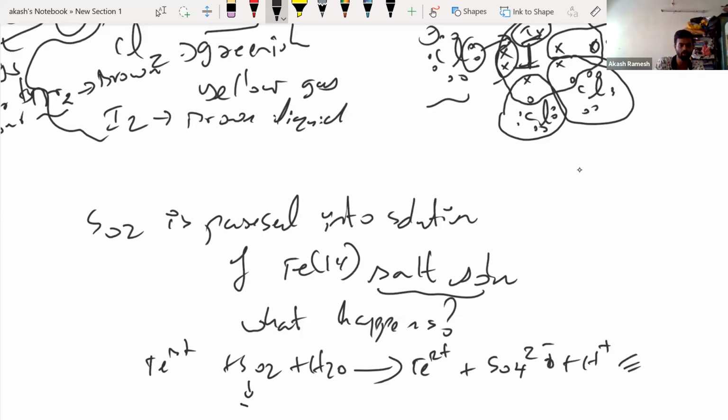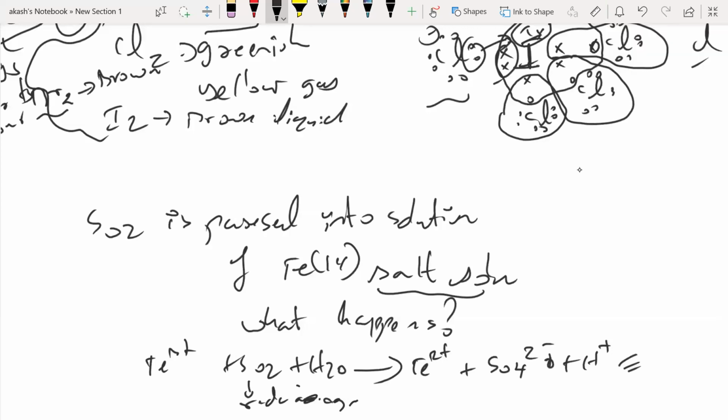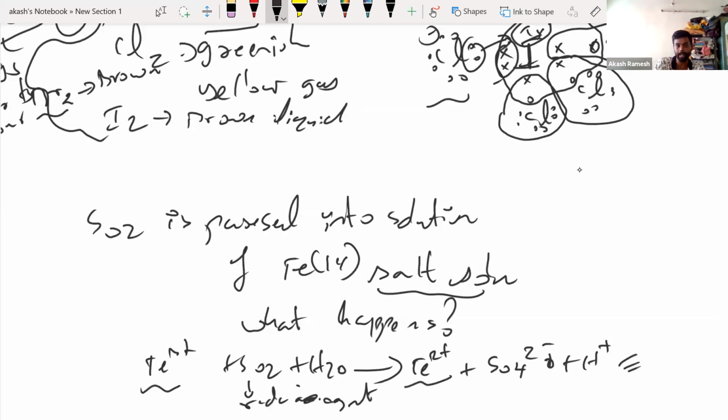But very simple. So as he said, this is going to act as a reducing agent, right? It will reduce Fe3 plus to Fe2 plus. And in that process, this SO2 has to get oxidized. Now SO2 will get oxidized to SO4 2 minus, because reducing agents get oxidized, oxidizing agents get reduced. Okay, yes, it's correct.